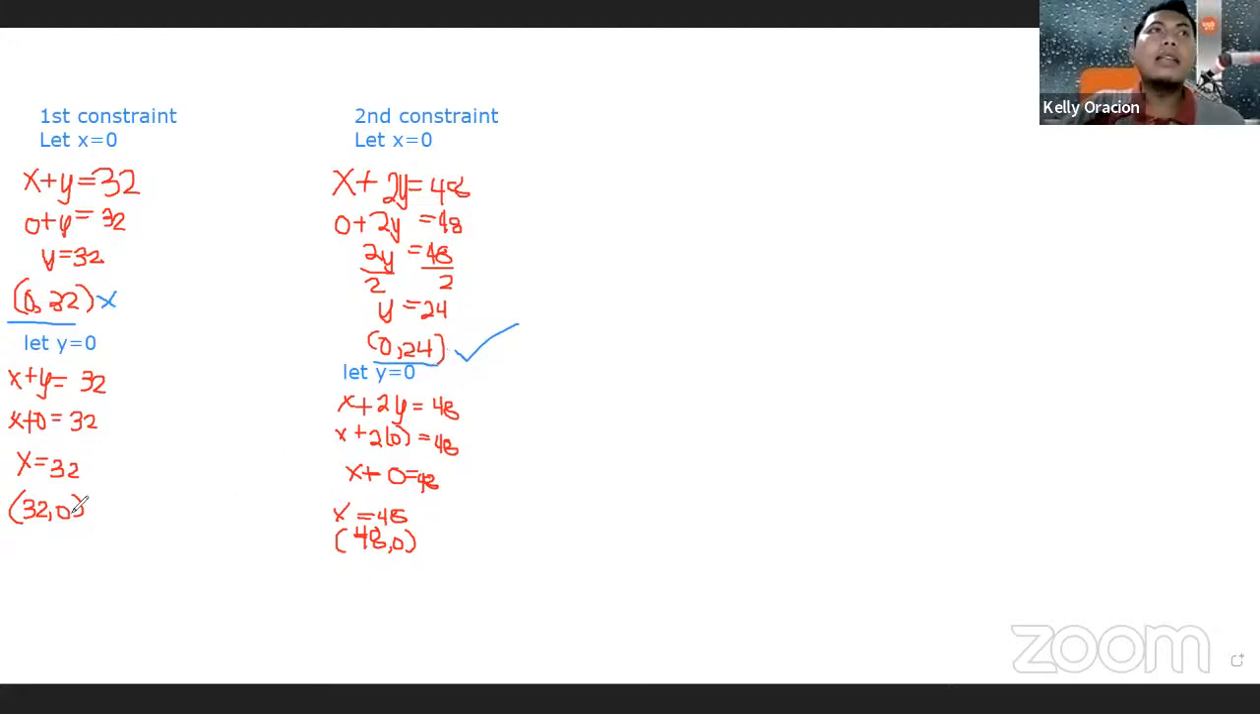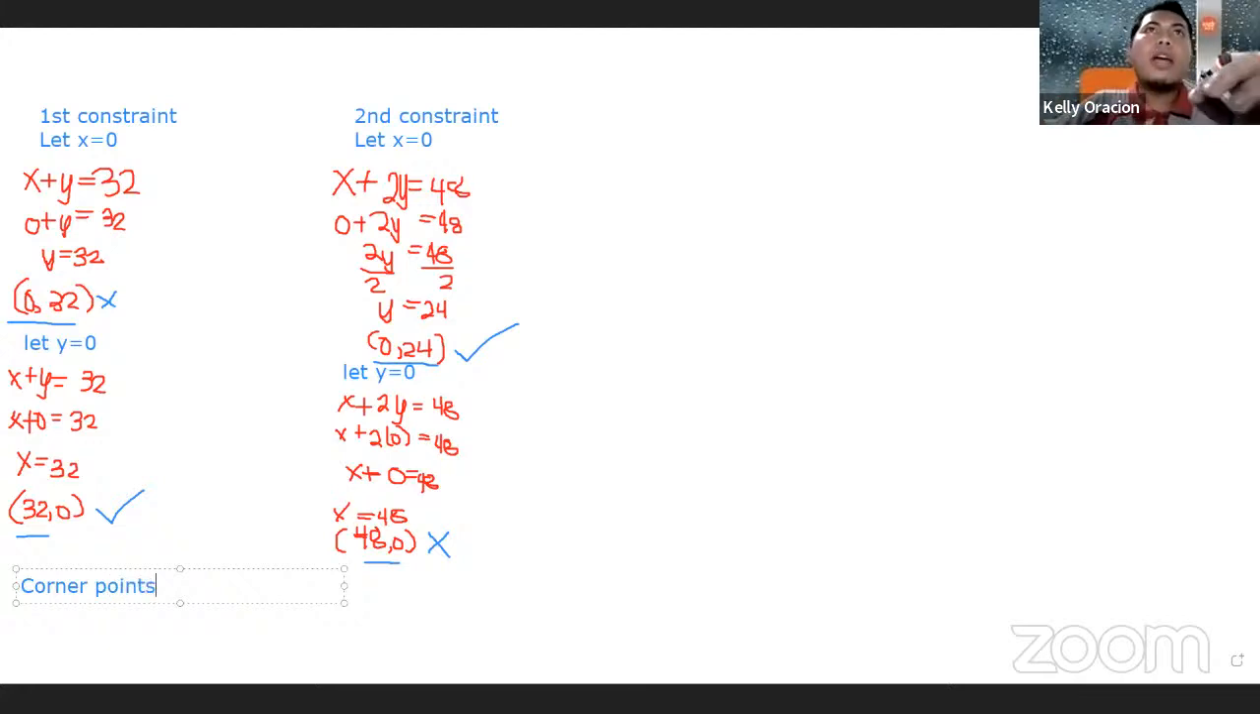Dito naman, sinong mas malaki, 32 o 48? Mas malaki ang 48, tama? Mas malaki ang 48, so x ito, check ito. So, meron na tayong corner points, no? Dalawa. Again, itong mga naka-check, these are parts of the corner points. Kasali yan sila sa corner points natin. So, yeah, we will list down siguro diretso the corner points.